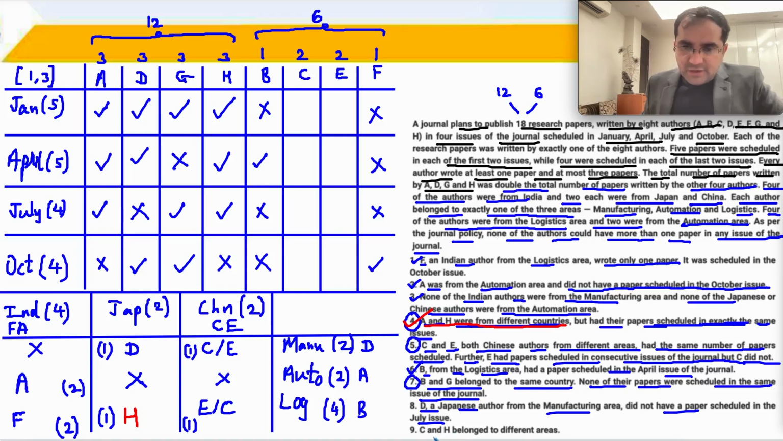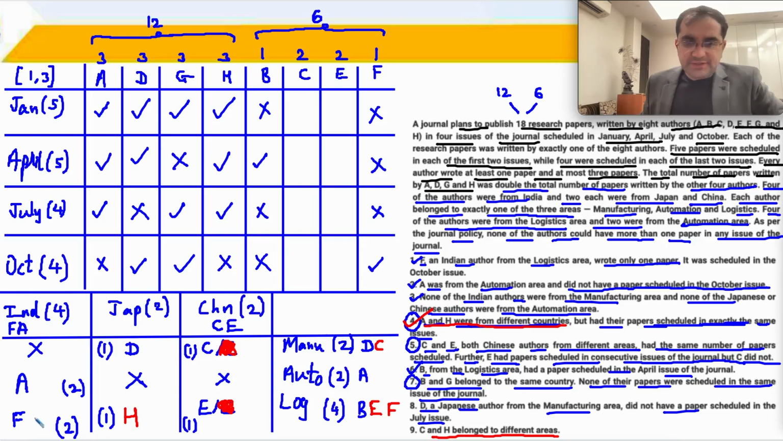C and H belonged to different areas. Areas matlab if H is from logistics, then C is not from logistics. तो C इधर आ जाएगा. C is from manufacturing, E is from logistics. So you get E over here, C over here. And of course you also have F over here.